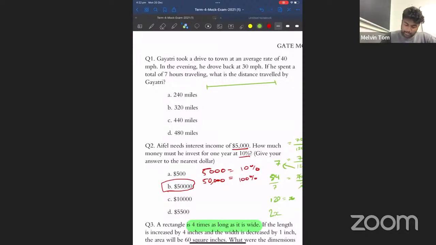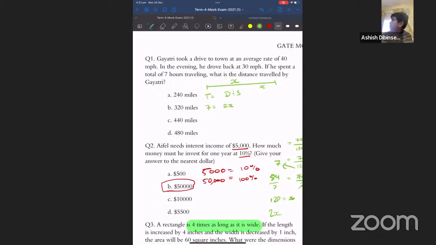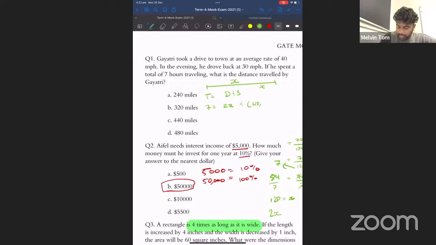All right, so that's a distance. Now, we know that time, as you guys mentioned, is equal to distance divided by speed. We know that it took him 7 hours and he traveled X kilometers to town and then miles back from town. So we know that he traveled 2X, right? Do you guys understand? Yes. And then we know that he traveled first at 40 miles per hour and then at 30 miles per hour. Do you guys understand that as well? Yes.